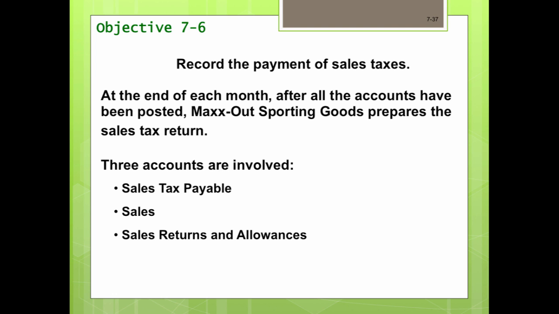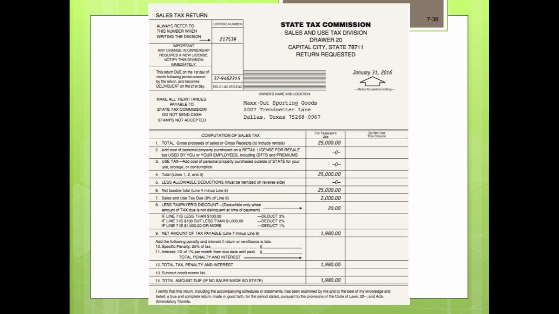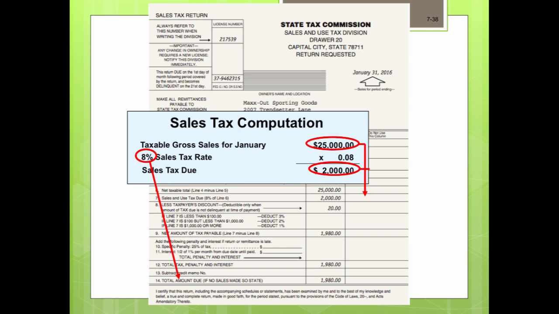So Max Out Sporting Goods submits its sales tax collected at the end of the month, and it will complete a sales tax return in order to do that. The taxable gross sales for the month were $25,000 according to this document. This includes sales minus any returns and allowances, okay? Minus any returns and allowances. Otherwise, you're going to be paying more than you have to. So based on the sales tax return, Max Out Sporting Goods owes $2,000 of sales tax to the state, okay? This particular state allows an offset or discount in the amount of $20, okay? So the net taxes owed are $1,980.